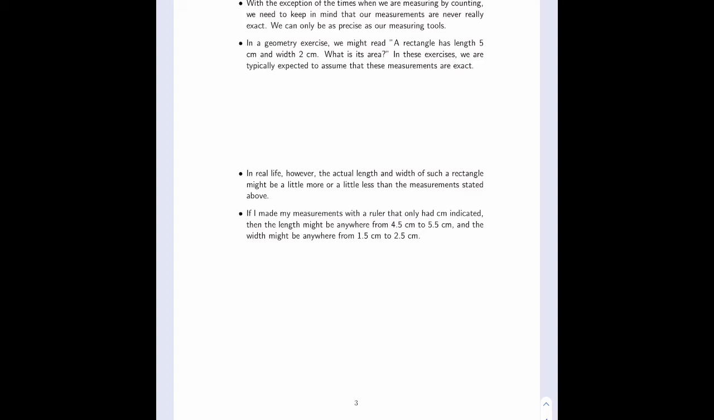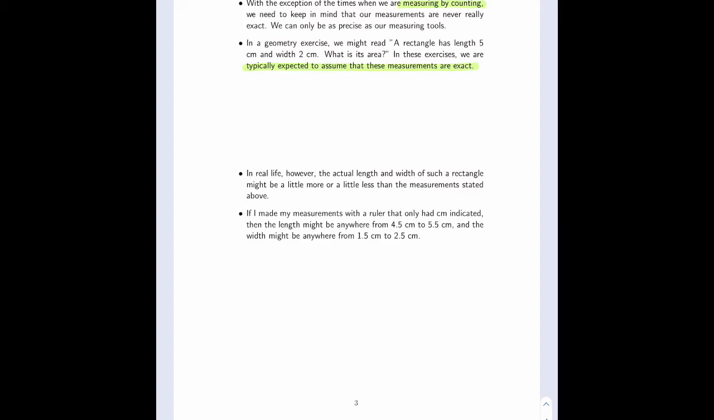With the exception of times when we're measuring by counting, we need to keep in mind that our measurements are never exact. They are only a reflection of the tools that we're using to measure. So this can be confusing for children because we often expect them to assume that the measurements that we give them are exact. And so that can be confusing for them.